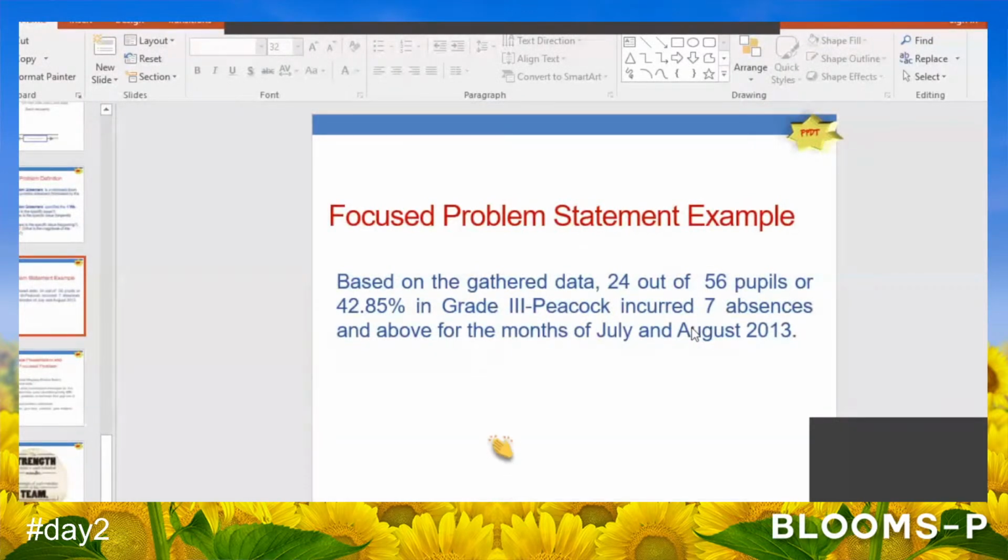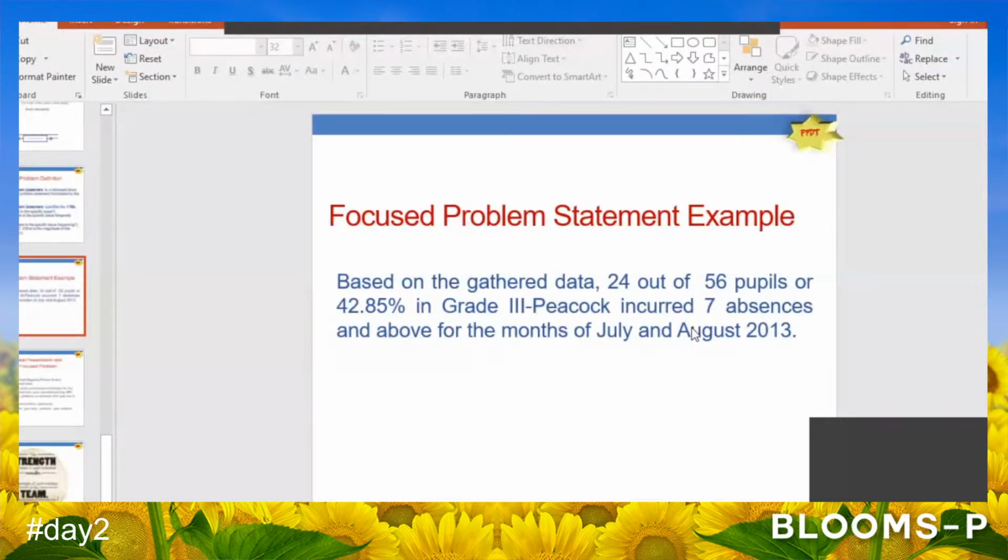Now, let's move on to the 3rd Congressional District. Can we hear from Shaton 1? Ma'am Delia, one of your teams may share. Good afternoon, Ma'am Rachel. The master teacher of Inalan Elementary School, Shatanwan District. For our focus problem statement example, based on the gathered data, 15 out of 61 pupils, or 25% in grade 4 English, belong to the frustration level based on the emergent reading report, March 2020.